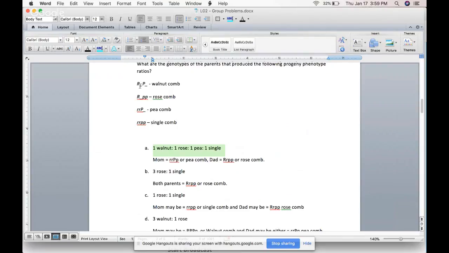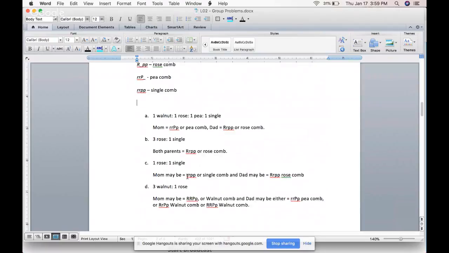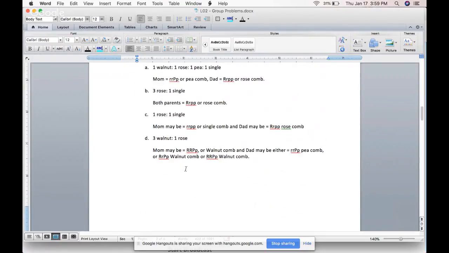So I made the boxes. I put this in one box, this in another, that in another, and that in another. And I traced it and just tried to do a backwards Punnett square. And that's really how I did these. For the first one, I came up that the mom has to be Rr, Pp, which is a walnut comb. And the dad has to be the rose comb with that genotype. And that's really how I did it for the other three. They were all pretty similar.